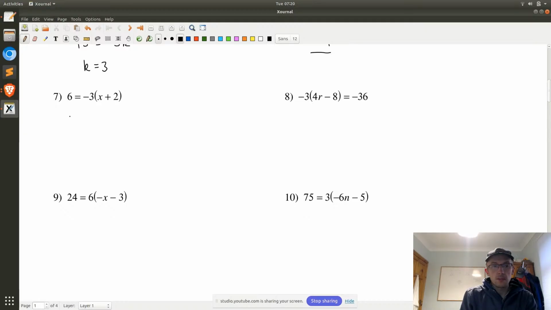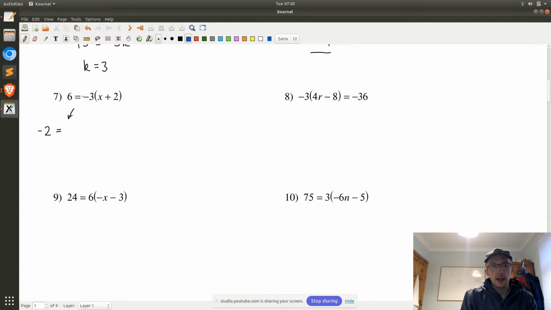Now, in problem 7, it's more interesting. We have options. Here's path 1. Path 1 is I'm going to divide both sides by -3. So on the left, I'll have 6 divided by -3, which is -2. And on the right, I'll just have x plus 2.